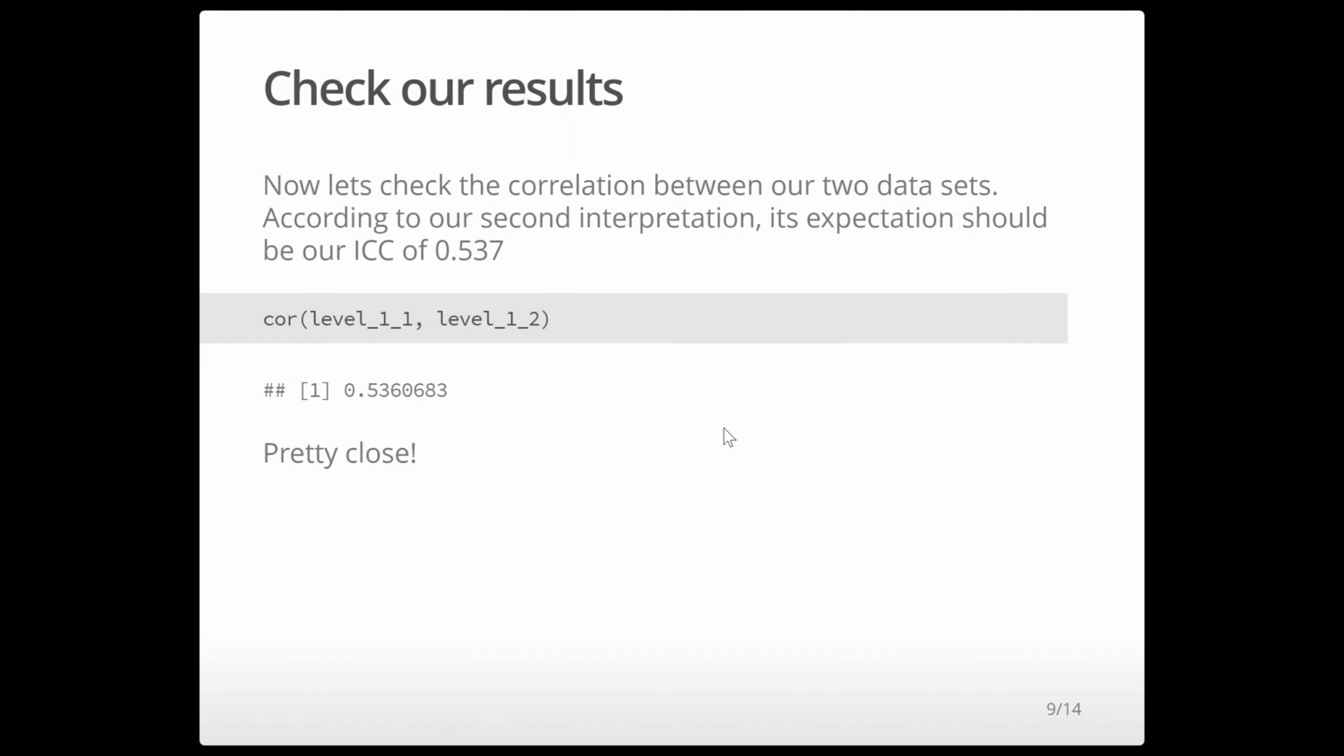And now to check our results, we correlate our two sets of observations. Based on our second interpretation of interclass correlation, we should expect this correlation to be equal to our ICC, so it should be 0.537. We check our correlation, and it's pretty close. Our simulation seems to have given us a correlation that came pretty close to matching our expectation. It's off in the third digit by 0.001.